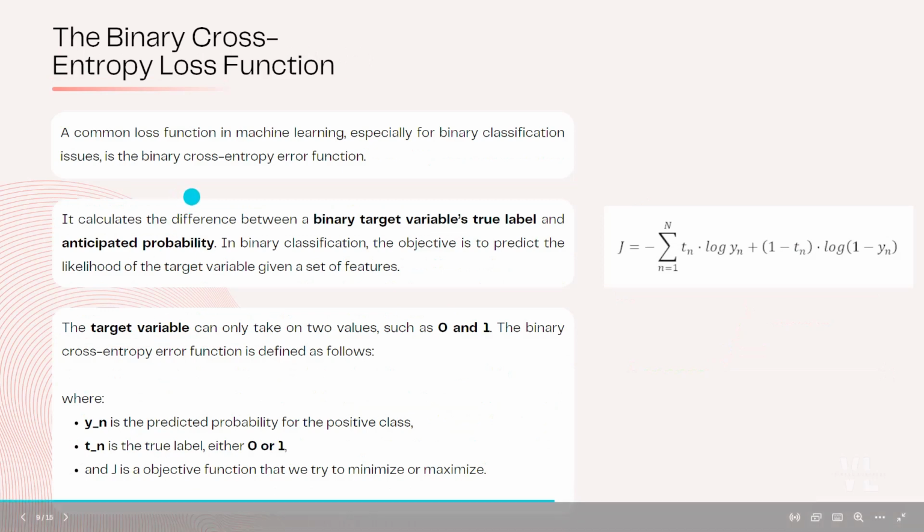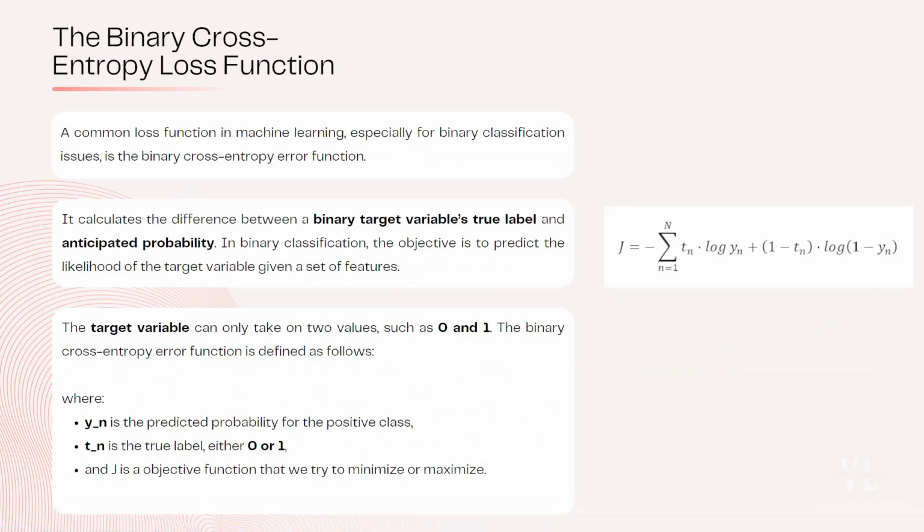The next thing that we should cover is the binary cross-entropy loss function. The BCE loss is a common loss function in machine learning, especially for binary classification issues, and it calculates the difference between a binary target variable's true label and anticipated probability. And in binary classification, the objective is to predict the likelihood of the target variable given a set of features.